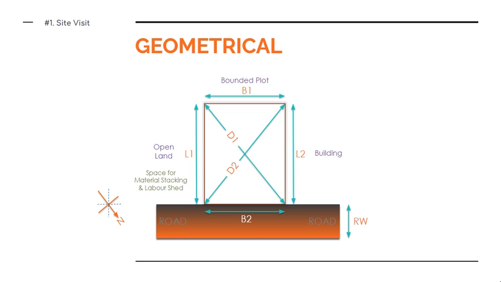Okay, and in the left hand corner you can see a compass has been mentioned. Take a screenshot of the place location by standing in the middle of the plot and facing the road. Take the screenshot, and based on that compass, mention it in the drawing so that it is very clear in which direction the plot is facing.